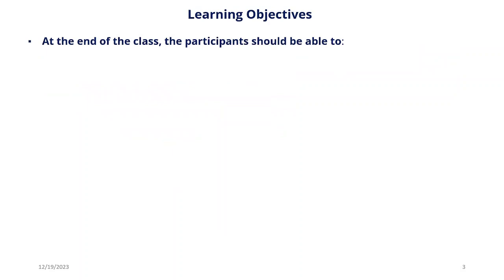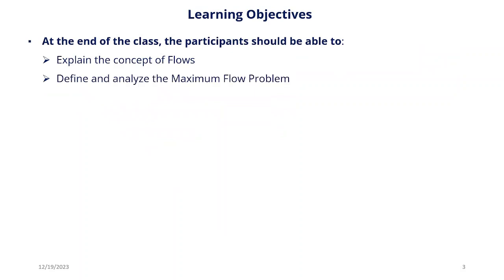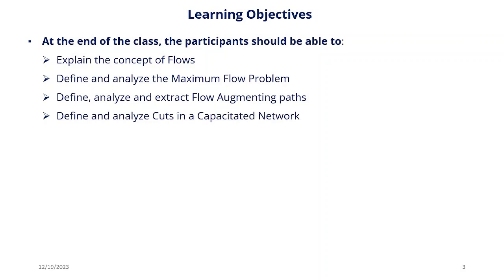Learning objectives. At the end of the class, participants should be able to explain the concept of flows, define and analyze a maximum flow problem, define, analyze and extract flow augmenting paths, define and analyze cuts in a capacitated network. Define, analyze and implement the Ford-Fulkerson algorithm.